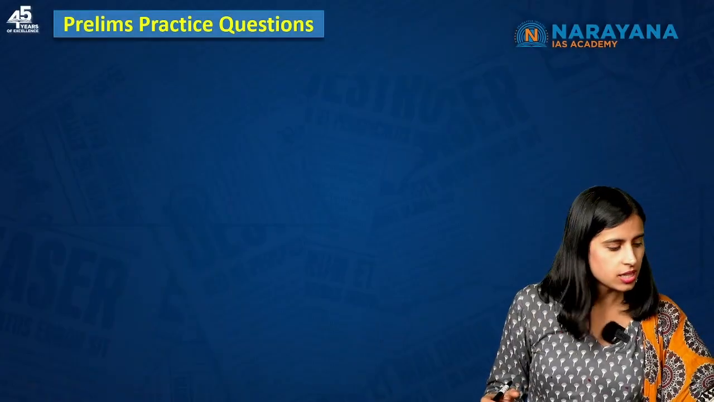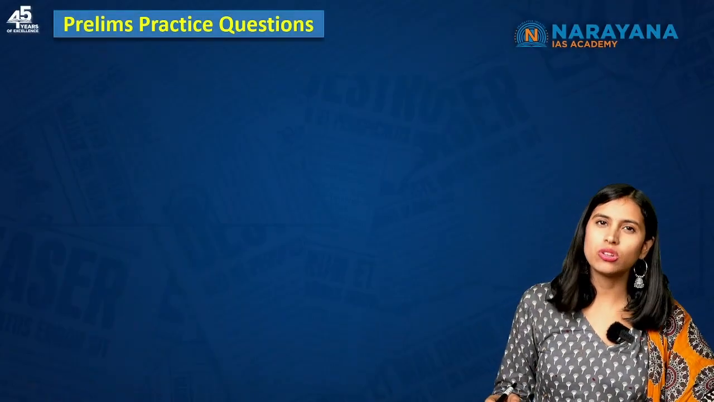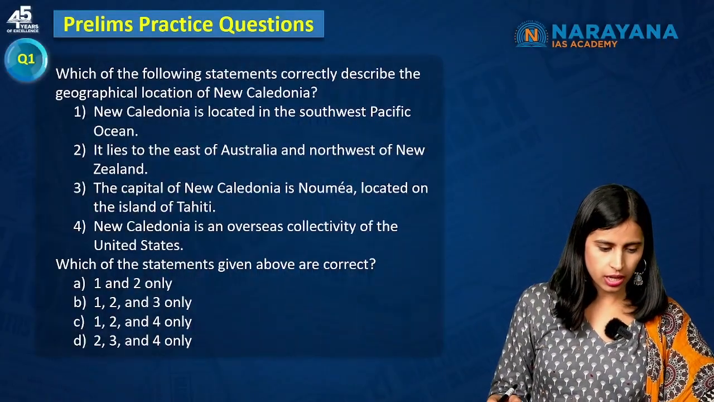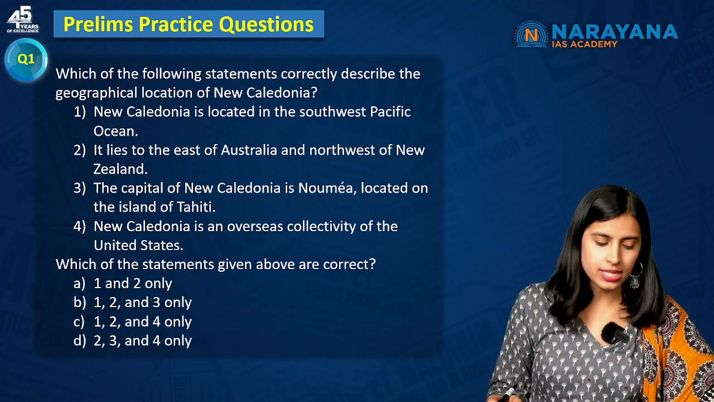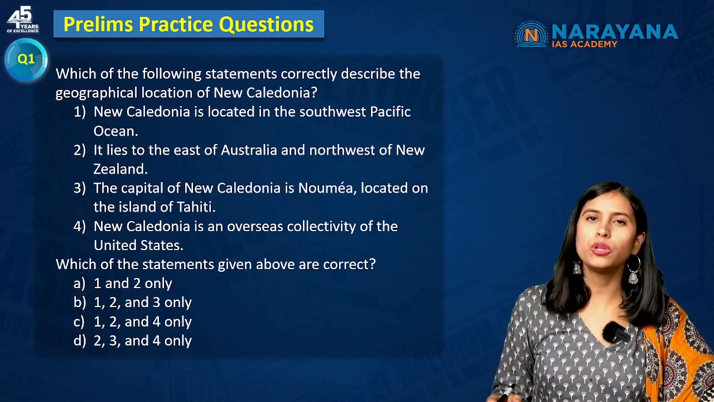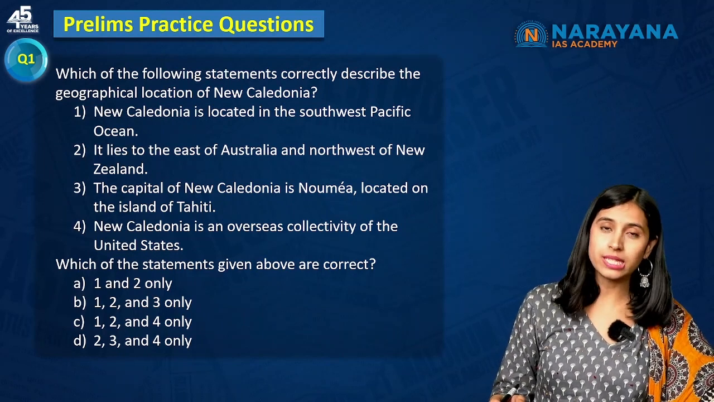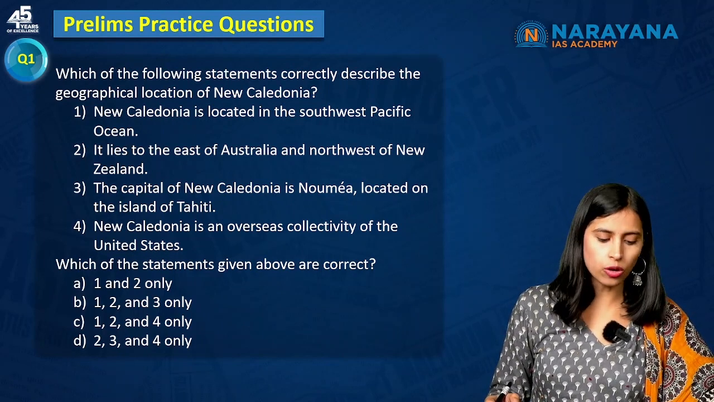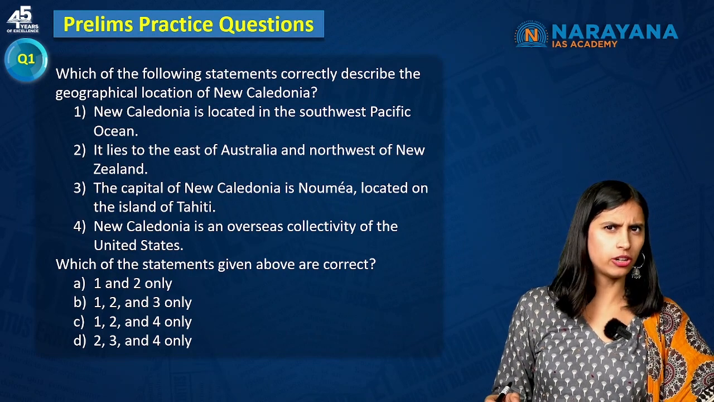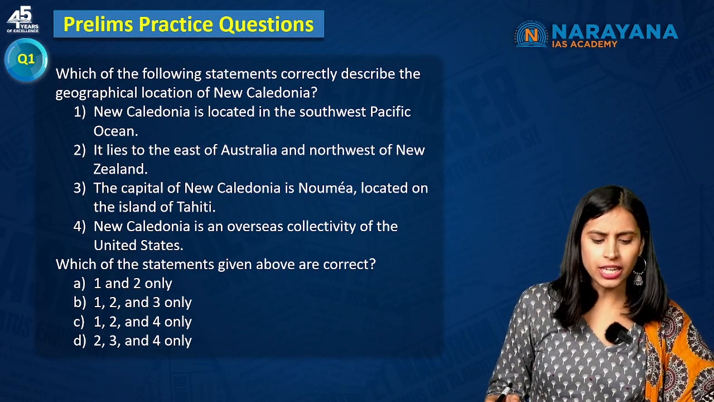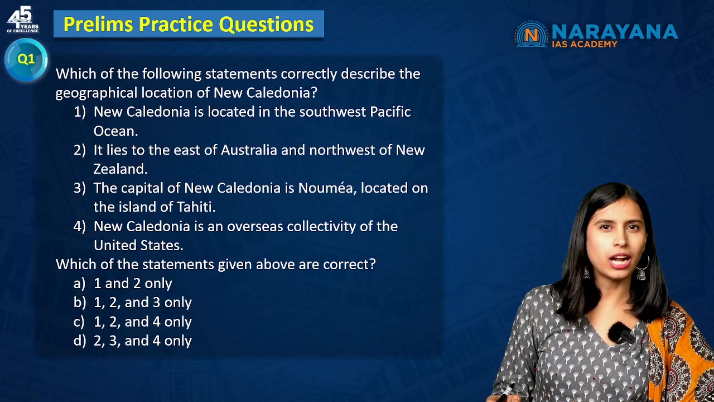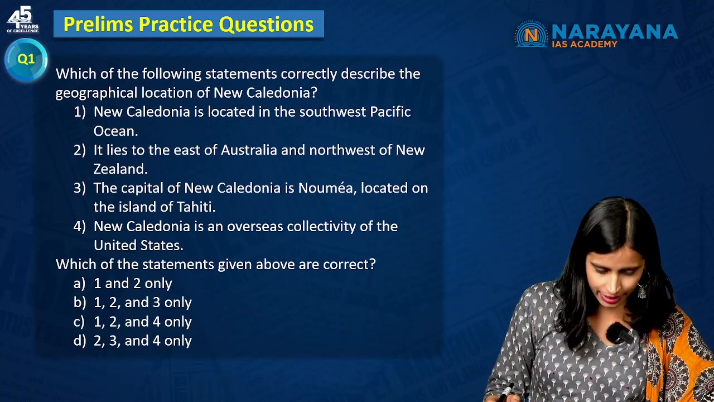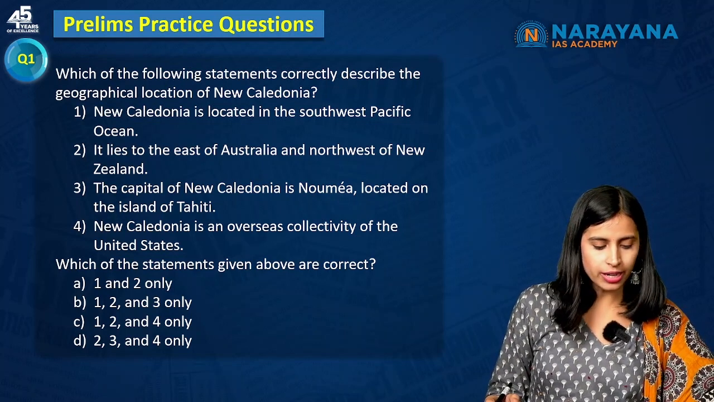Now let's discuss the prelims and mains questions based on the article that we have discussed. The first question says, which of the following statements correctly describe the geographical location of New Caledonia? Statement 1 says New Caledonia is located in the Southwest Pacific Ocean. If you remember, that's what I said. Second, it lies in the east of Australia and northwest of New Zealand. That's what we discussed.